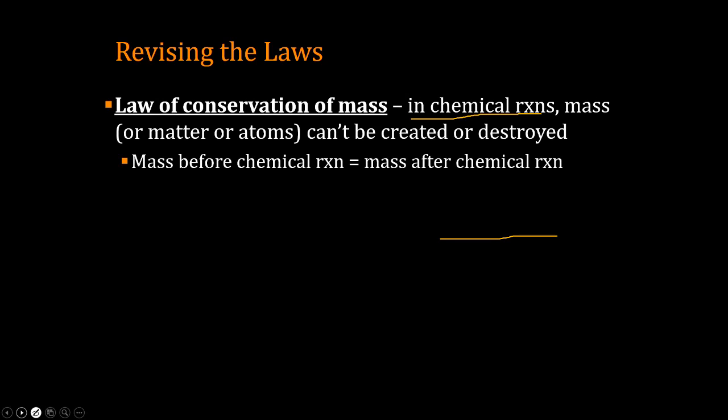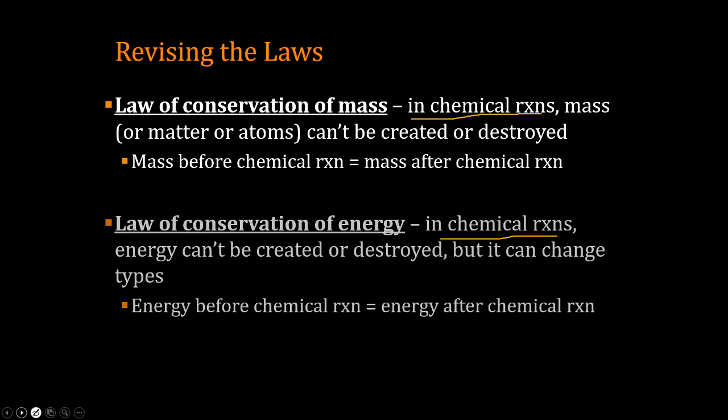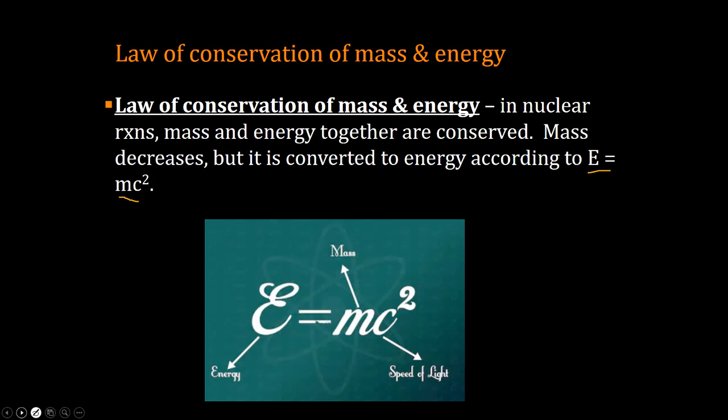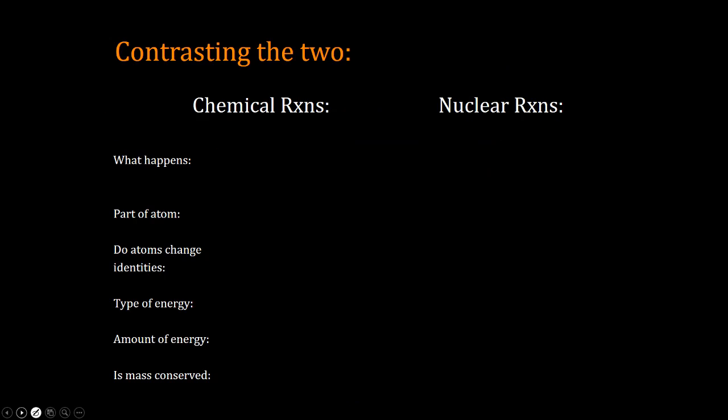So the new laws are actually stated a little bit differently. All we did was revise what was there, and it basically says in chemical reactions, energy is conserved, and in nuclear reactions, energy and mass together is conserved. So the sum of the mass and the energy stays the same, but the individual pieces of mass and energy don't have to. So let's get a quick contrast of the two types of reactions.